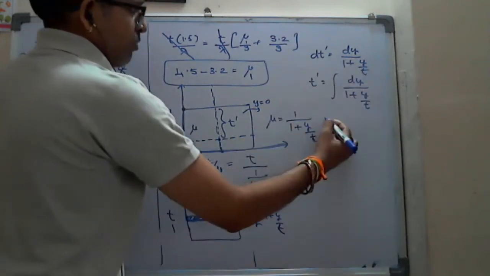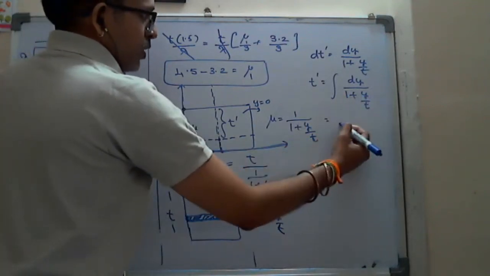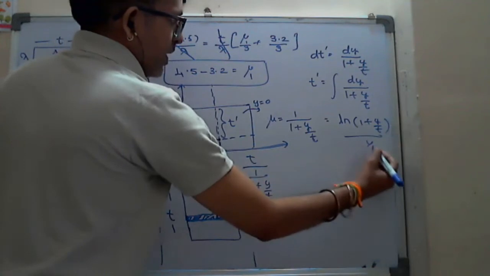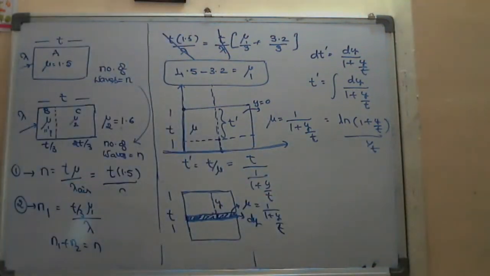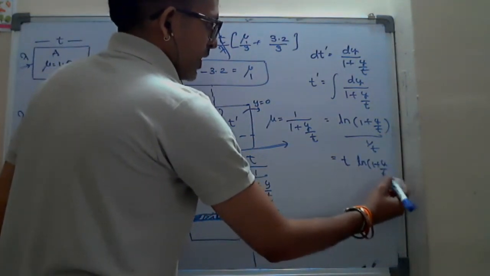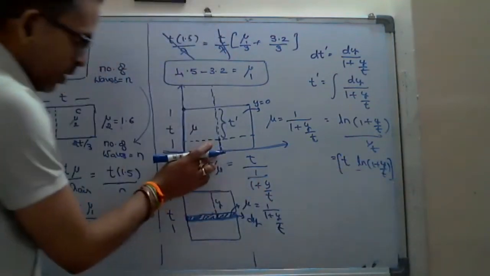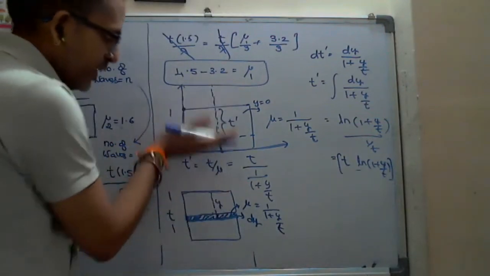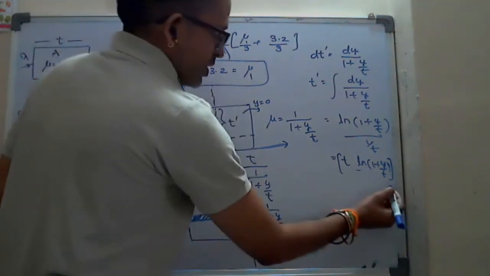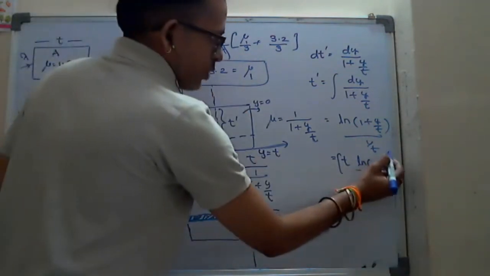You all know the integration. T is constant, the total thickness. So it looks like 1 plus ax, and the integral gives log of 1 plus y by t divided by 1 by t, which equals t into log 1 plus y by t. Where are the limits? At the bottom, meaning at a depth of t. So the integration runs from 0 to t, where y equals t. The limits are 0 to t.